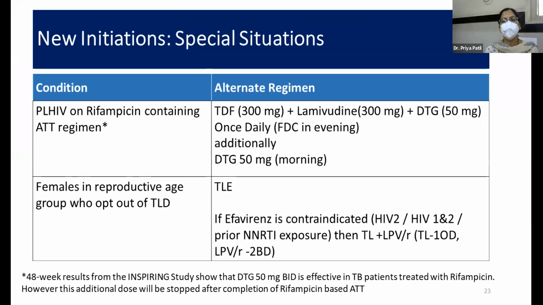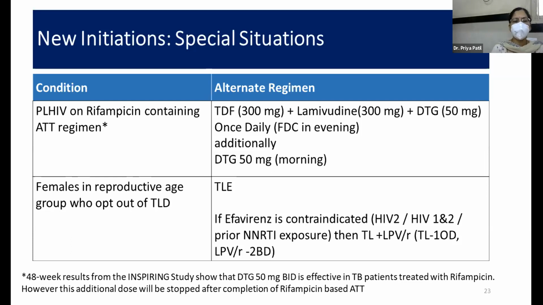Then special situations, PLHIV on rifampicin containing ATT regimen. The tablet will be tenofovir, lamivudine, DTG once daily. That is the fixed dose combination which the patient takes in the evening, and additionally there will be a DTG tablet separate of 50 mg in the morning. So DTG will be twice. One DTG tablet will be in the fixed dose combination, and the other DTG 50 milligram dose will be in a separate tablet, either morning or evening as per the patient preference.